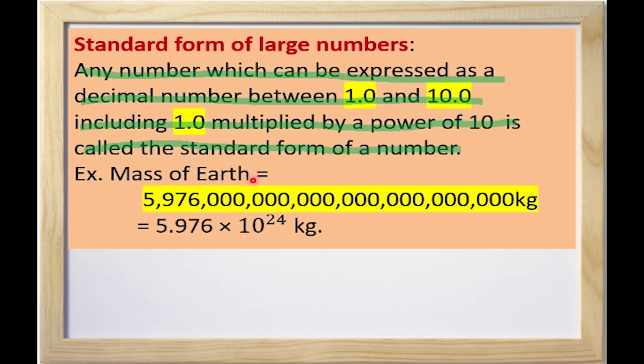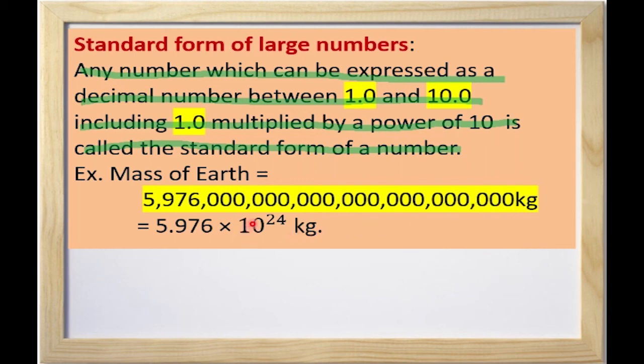In the first slide, we were discussing the mass of Earth. It was so huge, we were unable to read this number. Now we can write this huge number in a very short and concise manner. After 5, we put a decimal point and then write 976, and then we count the number of digits after the decimal point. That is 1, 2, 3, up to 24.